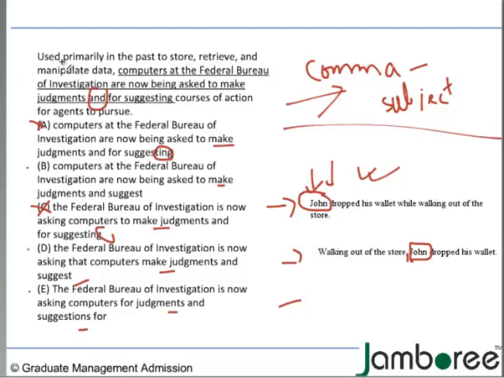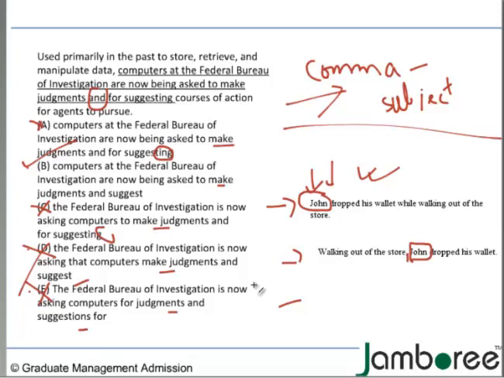So we'll read: used primarily in the past to store, retrieve and manipulate data, right? So what is the subject going to be? We have the option computers and FBI. So is FBI used to store, retrieve and manipulate data? No. So your subject is not FBI. The subject is computers.